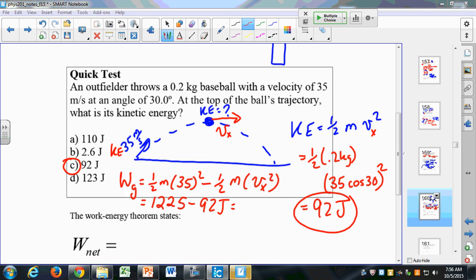123 minus 92. 8 plus 23 is 31 joules. So that's the amount of work that's done by gravity. It's a negative value. You follow what I did there?